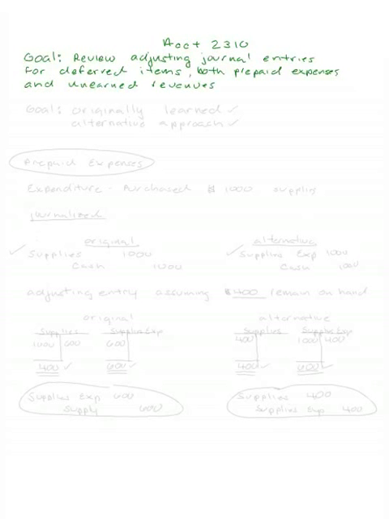My goal today is to review the adjusting journal entries that are required for deferred items, both prepaid expenses and unearned revenues. I also have another goal. That other goal is to learn or to review how we originally learned recording and adjusting these accounts, and then the alternative approach. Let's get started, and let's start with prepaid expenses.